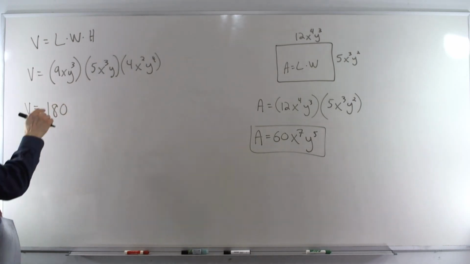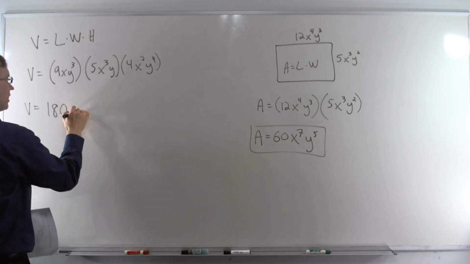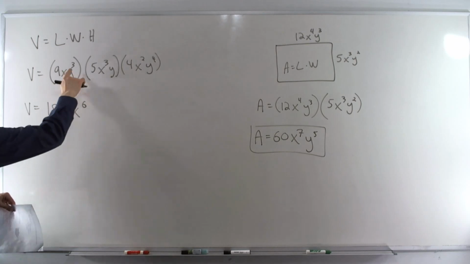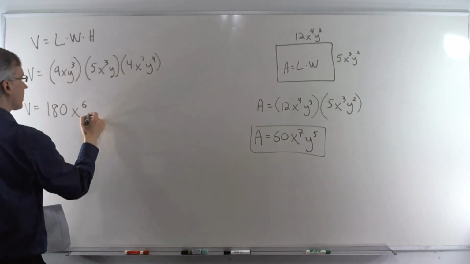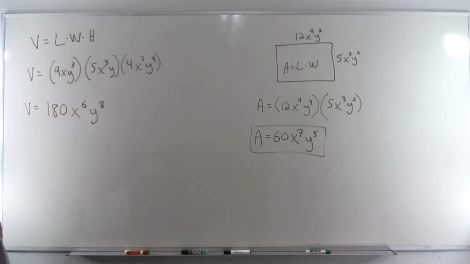And now we'll combine the x's. We have 1 here plus 3 here, that's 4, plus 2 more is 6. X to the sixth power. And the y is 3 plus 1 plus 4, that is 8. So that gives us 180 x to the sixth, y to the eighth power.